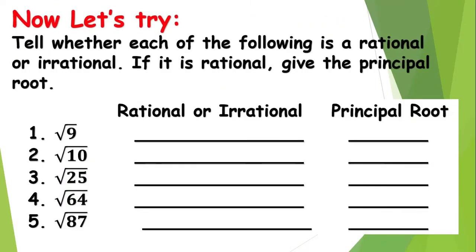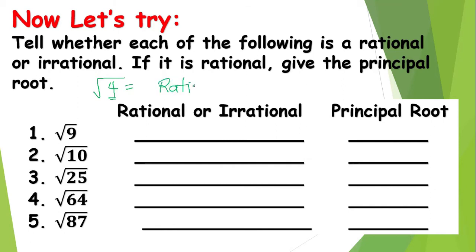Now let's try. Tell whether each of the following is rational or irrational. If it is rational, give the principal root. So we have here 1 to 5 items. For example, we have square root of 4. Ang sagot ba nating principal root ay rational or irrational? So alamin natin, yung 4 ba ay perfect square? Kung perfect square siya, therefore the answer of its principal root is rational.